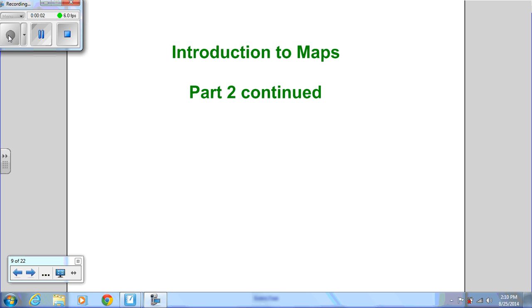This is your Introduction to Maps, Part 2, continued. I want you to turn in your textbook to page H18. Take a look at the picture. What do you notice on the map? Do you see anything, any lines in the ocean?